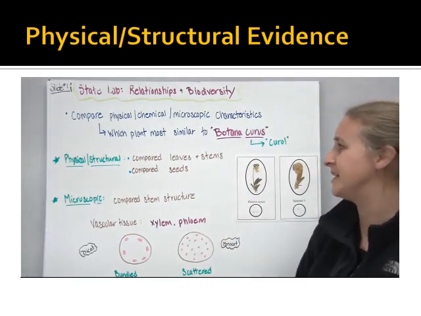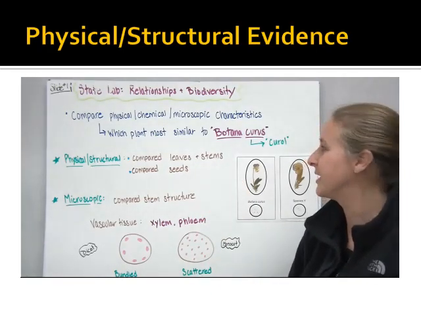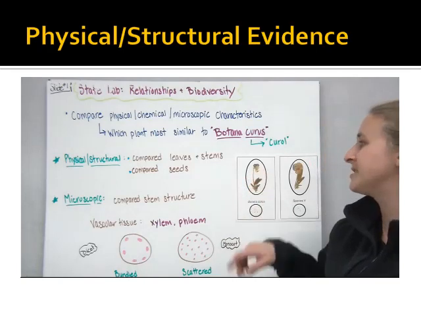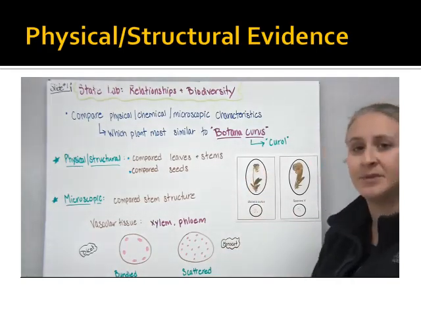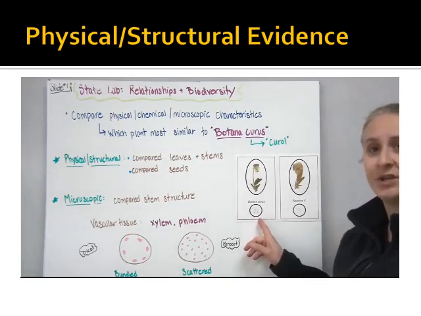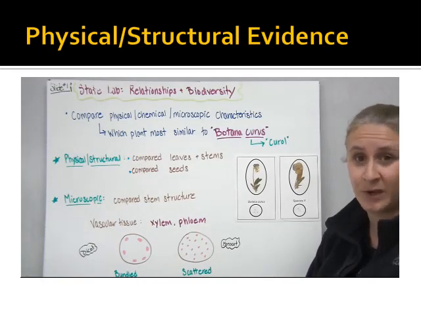So there were a couple of things that we did. Our first test that we did was a physical type of test that dealt with structural characteristics. We compared the leaves and the stems and also compared the seeds of the plants. So I have two examples up here. I have Botanicurus, and I also have a species that was termed species Y.